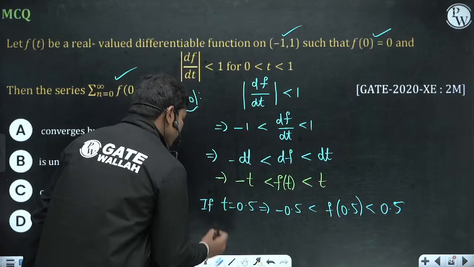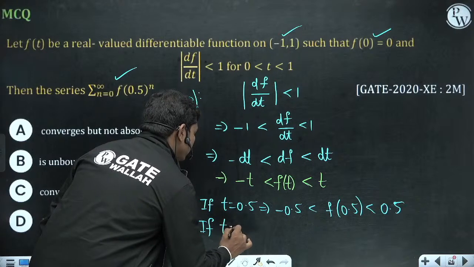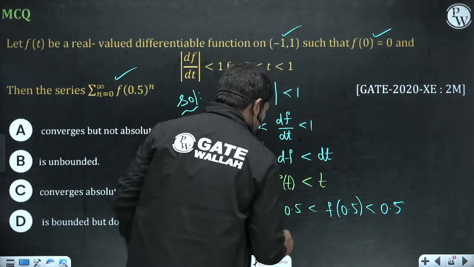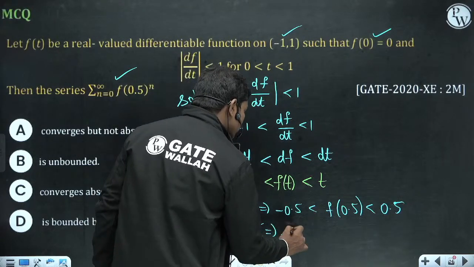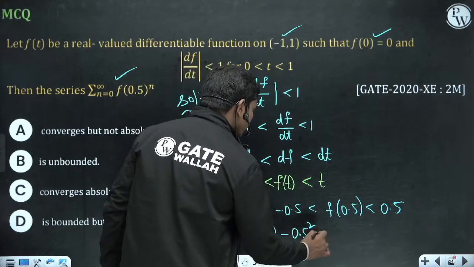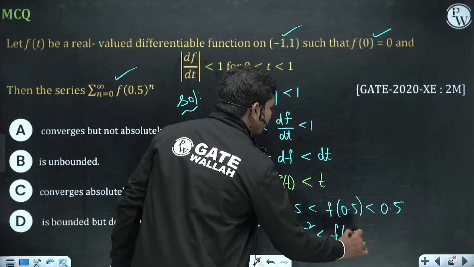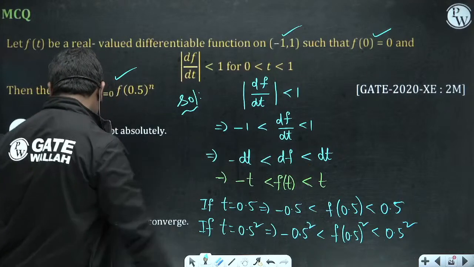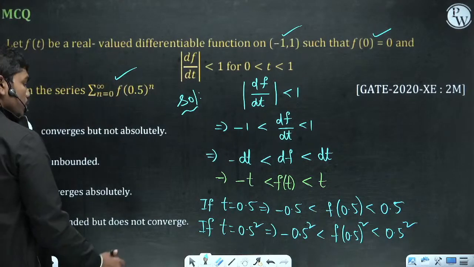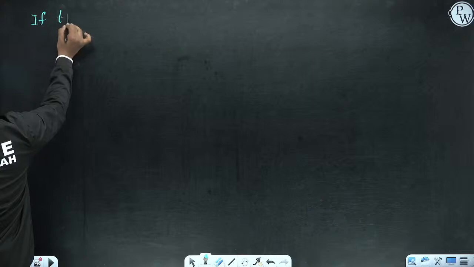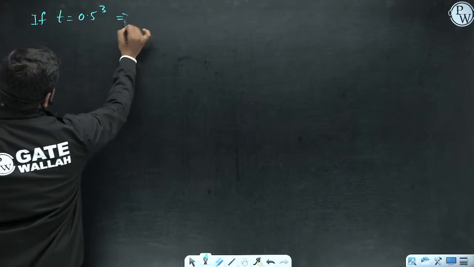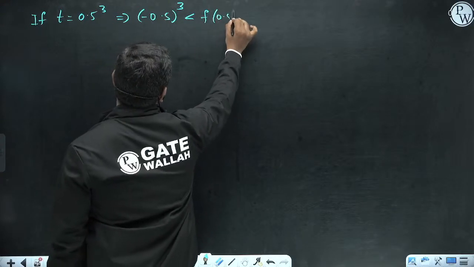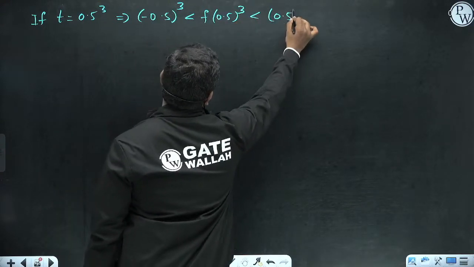Similarly, if t is equal to 0.5 square, because here you need this summation 0.5 square plus 0.5 cube and all these things, this gives you minus 0.5 square less than f of 0.5 square less than 0.5 square. Similarly, if t is equal to 0.5 whole cube, this implies minus 0.5 whole cube is less than f of 0.5 whole cube less than 0.5 whole cube. So this is what you have.